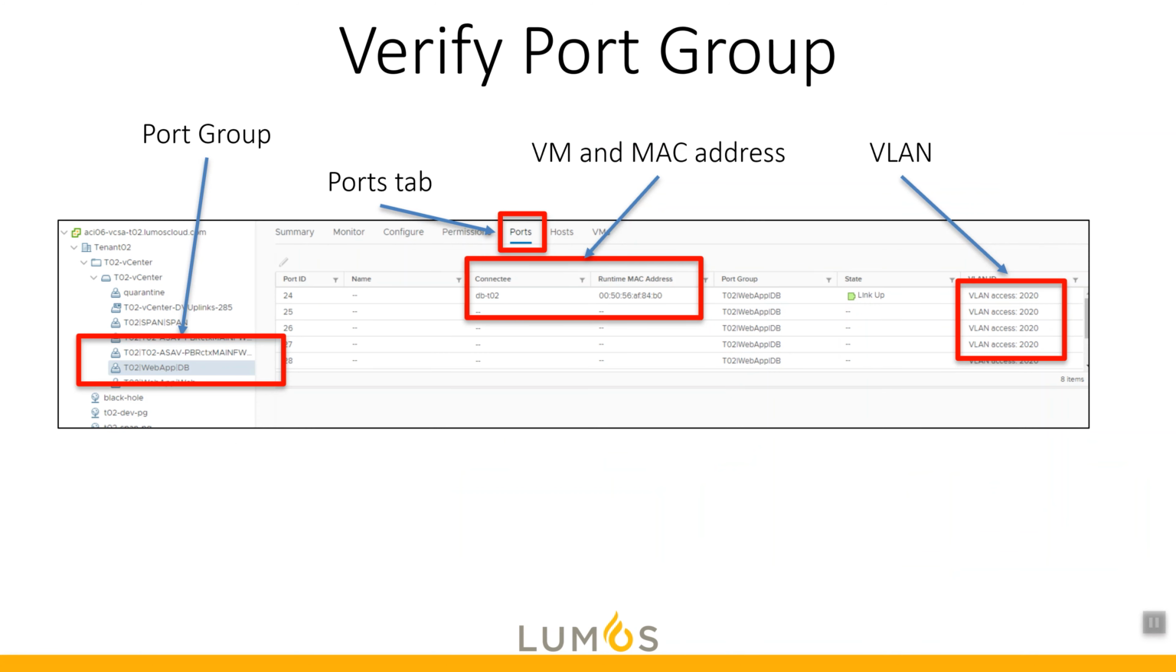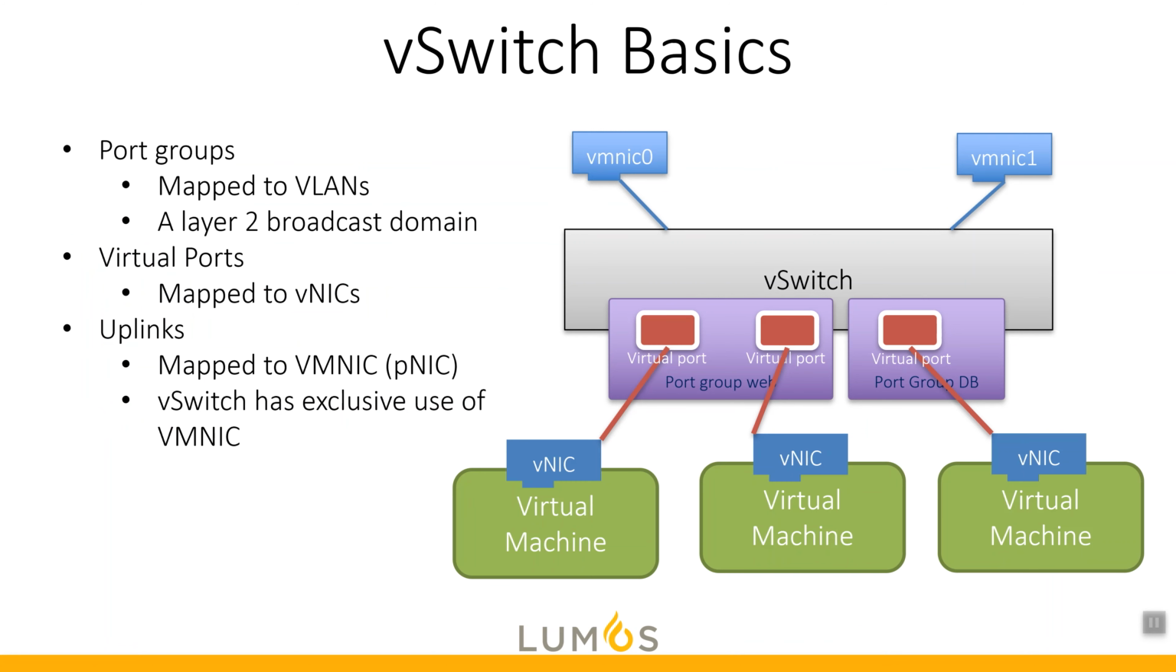We're also going to verify the port group. So the first thing we're going to do, once we get past the actual configuration of the VM itself, is verify the port group. That's the part that's closest to the VM, and I'm going to show you what that looks like. So we're going to go into vCenter here.